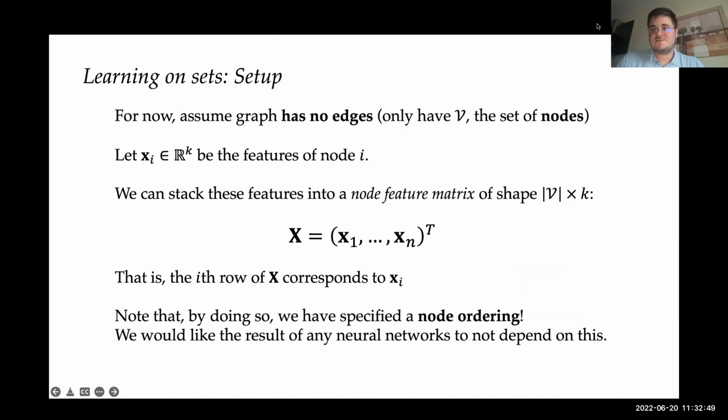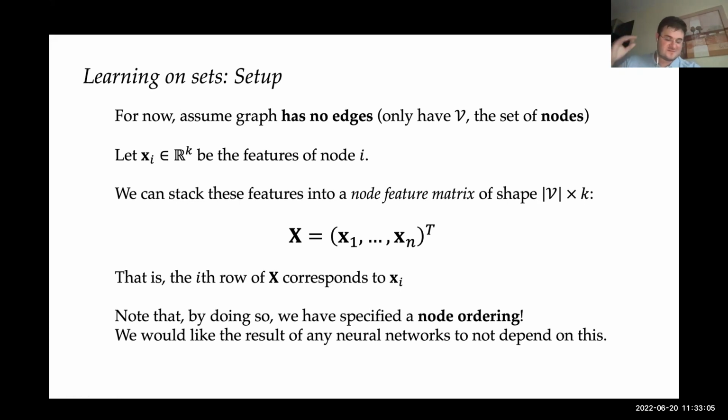You can then stack these features, that's what we typically do in representation learning, into a node feature matrix, where the number of rows is the number of objects and the number of columns is the number of dimensions of the features. So the ith row corresponds to the features of the ith object.